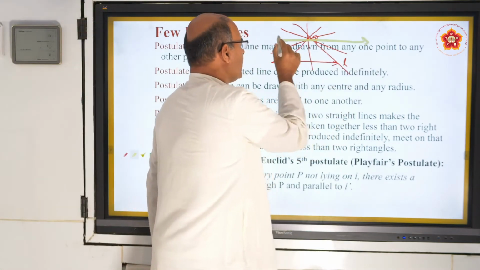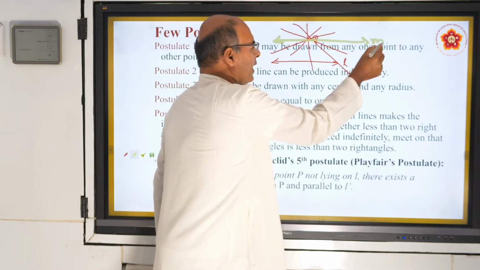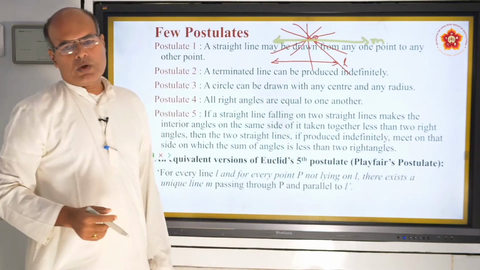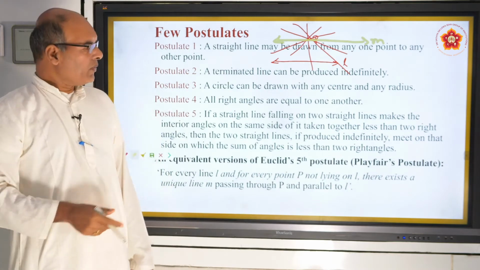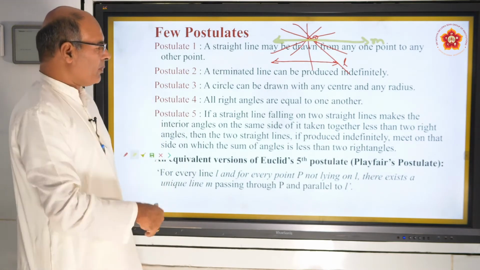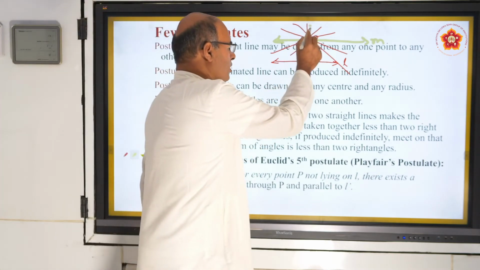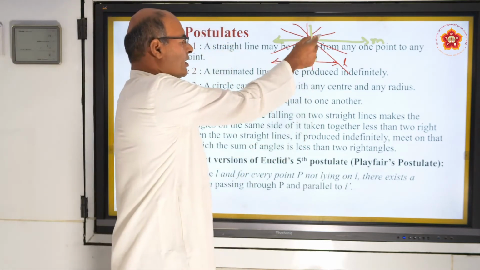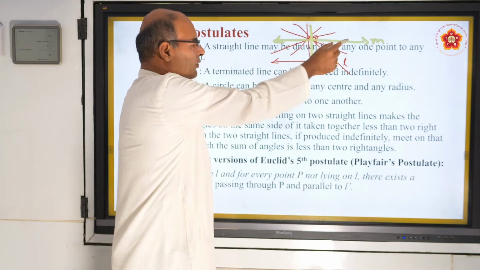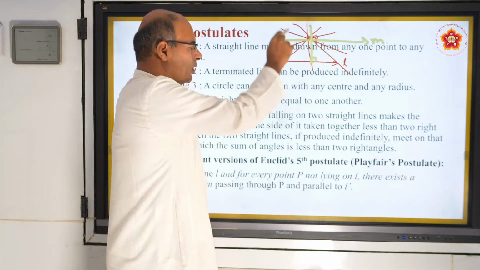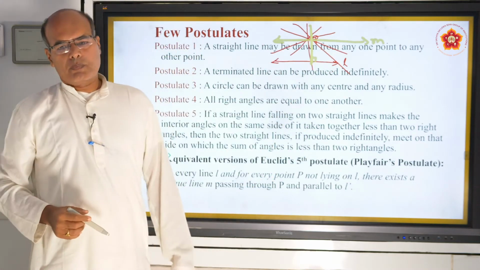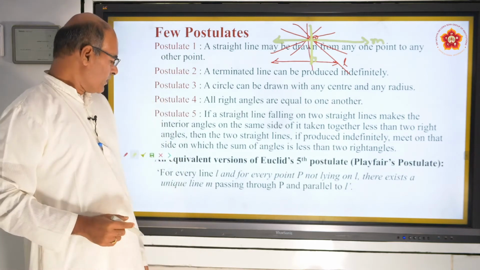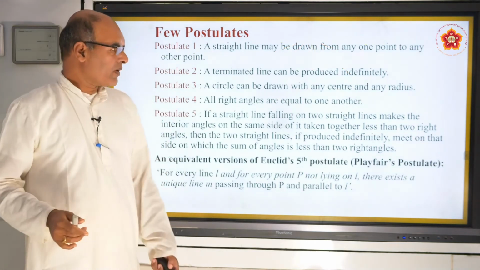So among these infinite lines, only this line M is parallel to L. Similarly, we have a unique line which is perpendicular to L also. If I draw a perpendicular here, so among all these infinite number of lines, only one of the lines is parallel to L and only one of the lines is perpendicular to L. So that is the meaning of this Playfair postulate.